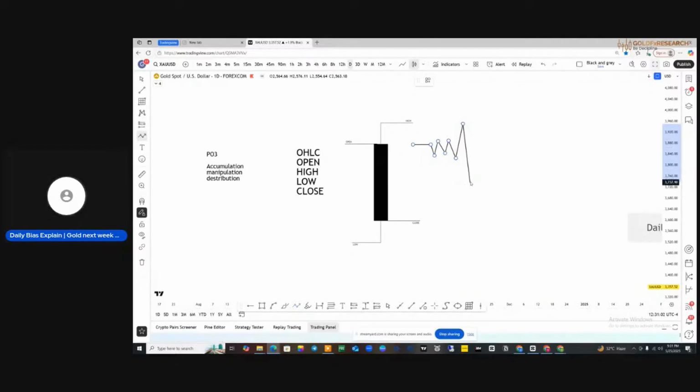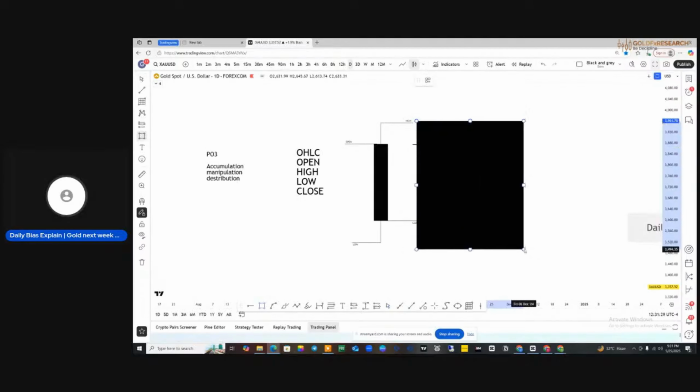After that, we will have the distribution phase. The market will then distribute in this way, and the market will plan the low of the entire day. After planning the low, what will the market do? It will come back within the range of the entire day's move, and at one point, it will close. This is how the power of three works.